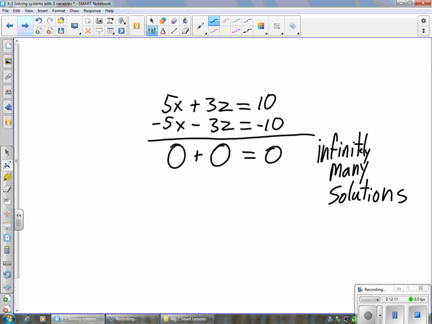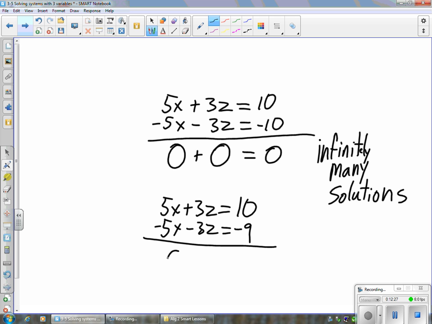If, on the other hand, you had, say, something like 5x plus 3z equals 10, and minus 5x minus 3z equals minus 9, and you eliminate, and you get x drops out, z drops out, and it equals 1, so 0 plus 0 is 0. 0 equals 1. Well, that's not true. That's definitely not equal to each other. Then instead of infinitely many solutions, your answer will be a no solution.